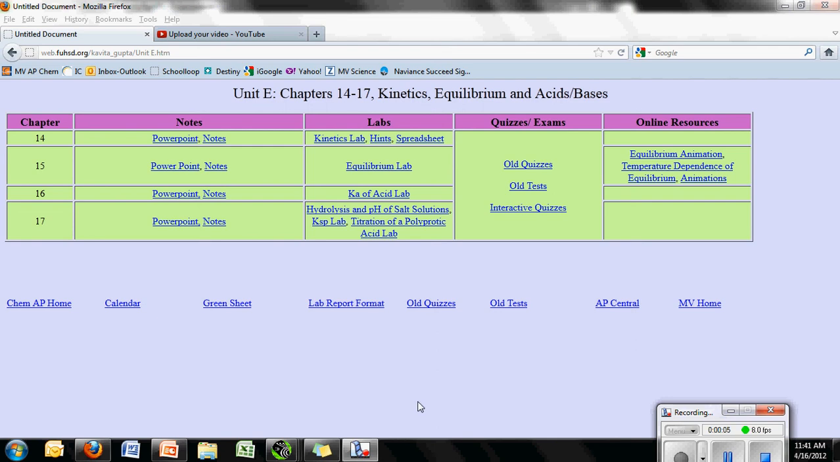Unit E is a really big unit. It has Chapter 14, Kinetics, Chapter 15, Equilibrium, Chapter 16, Acid bases including weak acid bases. Chapter 17 is Aqueous Equilibrium including KSP, Titration, and pH of salt solutions.